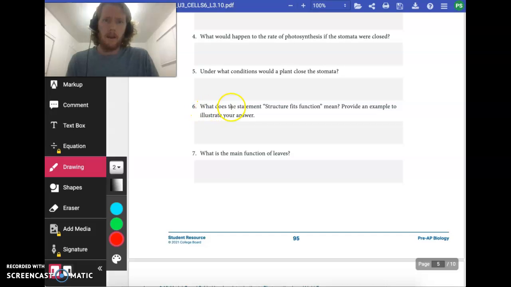So what does the statement structure fits function mean? Provide an example to illustrate your answer. Structure fits function means the way something is designed allows it to do its job, right? We've talked about this a few times. The example I used in class was simple, like a table. The table that you are sitting at, right? Its structure allows it to do its job, its function.